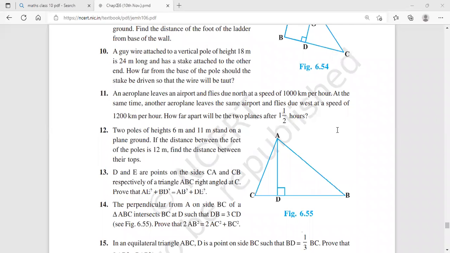The 11th question, an aeroplane leaves an airport and flies due north at a speed of 1000 km per hour. At the same time, another aeroplane leaves the same airport and flies due west at a speed of 1200 km per hour. How far will the two planes be after 1.5 hours? Okay. So let's solve this.